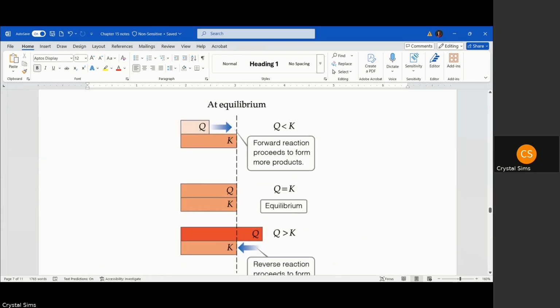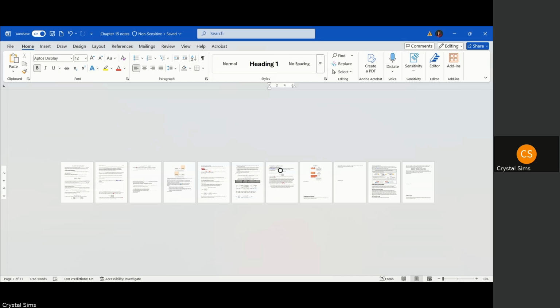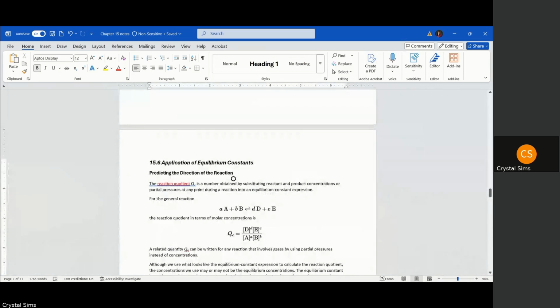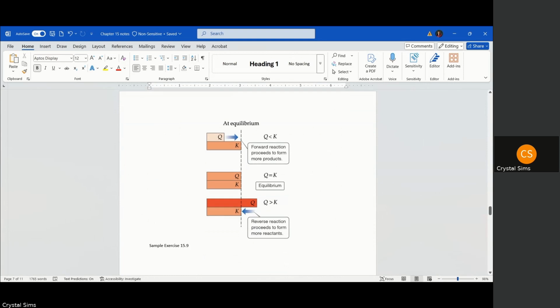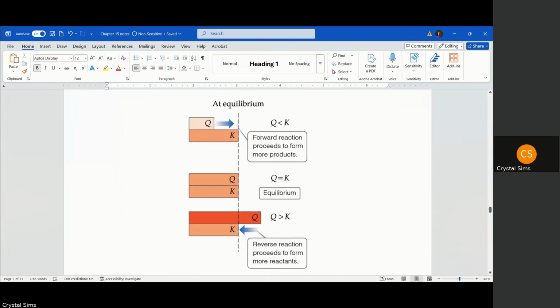So here is a graphic that can give us more information about that. Let's take a look at this. At equilibrium, Q and K are the same. If Q is less than K, we have to get the forward reaction. We have to form more products. If Q is greater than K, we need to go backwards. We've got to use the reverse reaction to form more reactants.